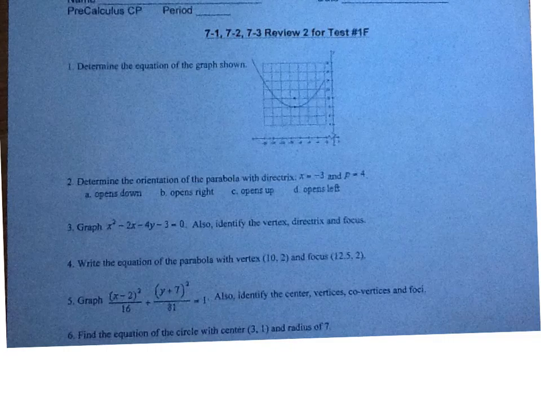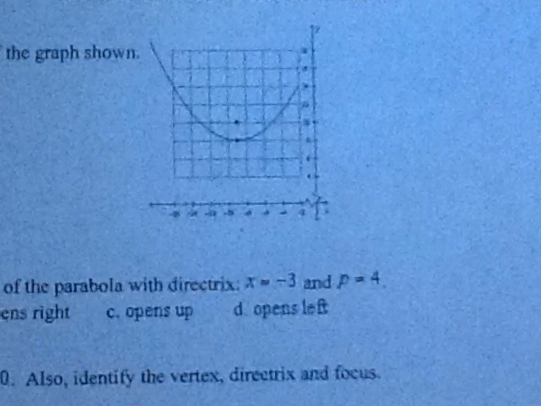Number 1, determine the equation of the graph shown. It's so hard to see that picture, but okay. This is a parabola, so I need to find out what my vertex is. If I look at the numbers at the bottom, which is hard to see, it goes by twos, so it's 2, 4, 6, 8. So it's -9, and then over here it goes by 4, 6, 8.